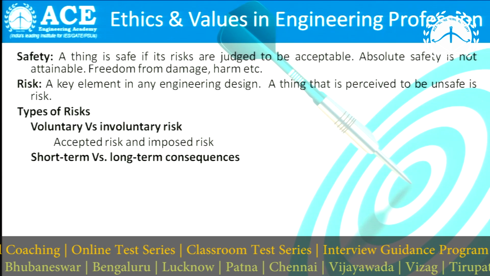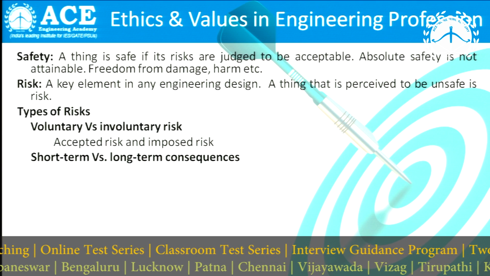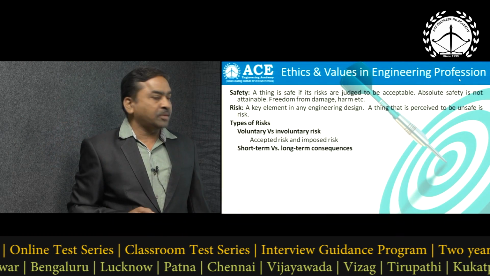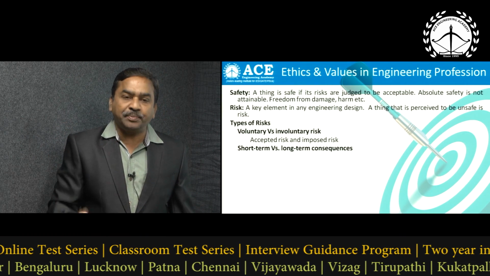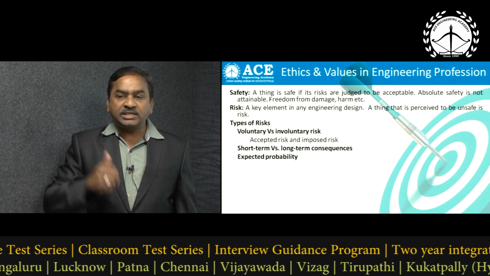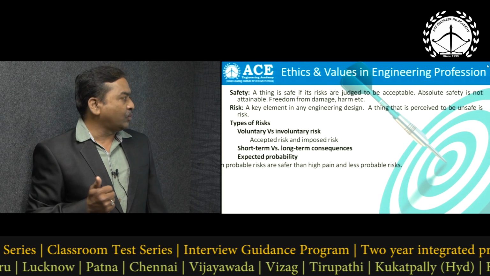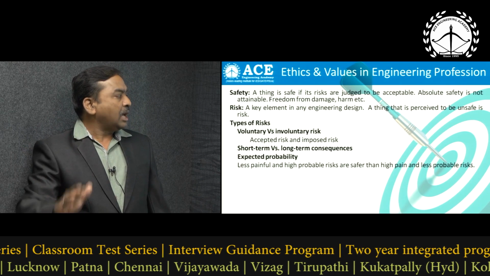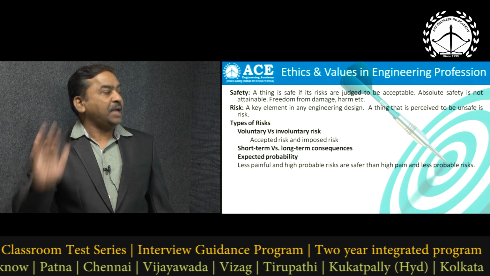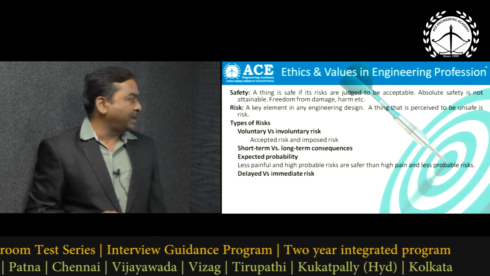The second one, short term versus long term consequences. If a risk is supposed to have its effect after some time, then it is called long term. Maybe we will be tempted to accept that risk. Expected probability: when does it happen, and what is the probability that it will happen. Less painful, highly probable risks are perceived to be safer than high pain and less probable risks. That's what expected probability is.